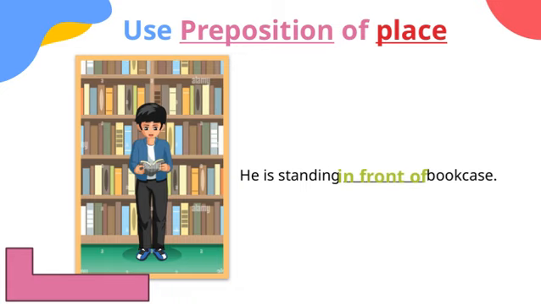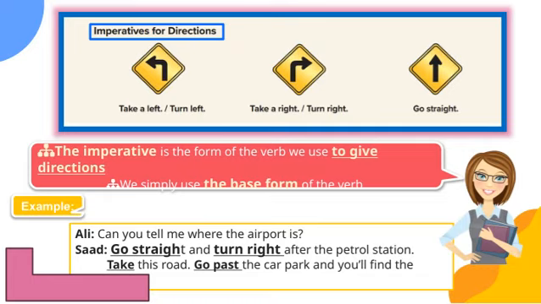When you want to specify that someone is facing or positioned before something else, in front of is the perfect choice. Remember, prepositions like this help make our descriptions clearer and more precise. So, when you're talking about positions or locations, think about how prepositions of place, like in front of, can help you communicate effectively.